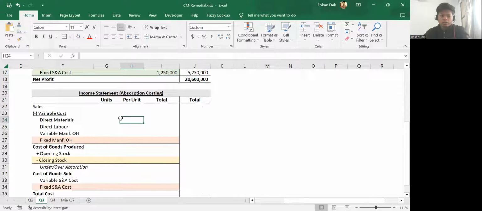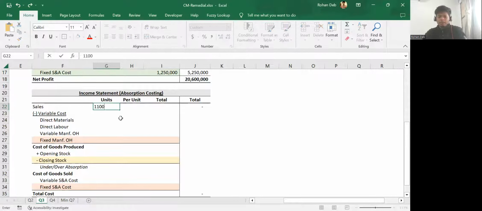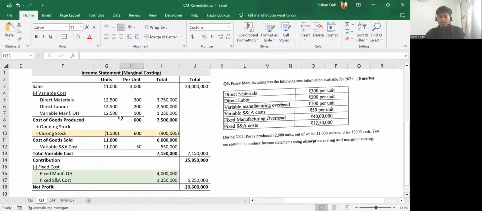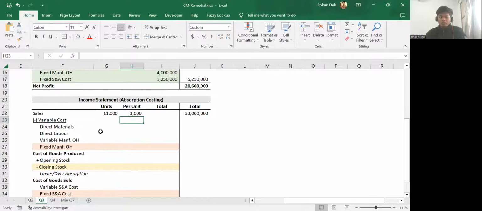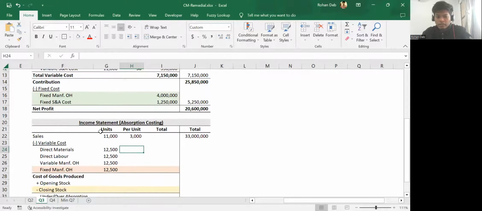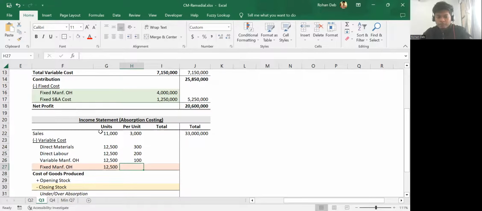So here what I'll do is, see, sales is the same, 11,000 per unit. Again, it's 3,000 per unit. So it gives you 33 million. Variable cost is again incurred on 12,500 units, and this is fixed manufacturing overhead. So it doesn't really depend on the number of units, but still I will write the number of units to show you why. Okay, so 300, 200, 100. And this over here is basically 40 lakhs.